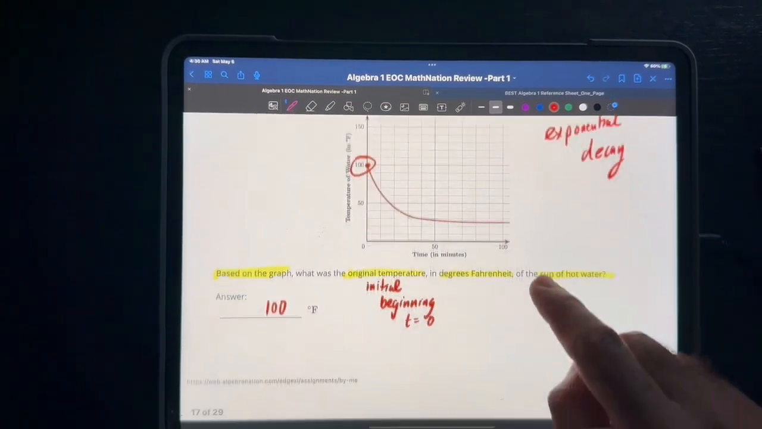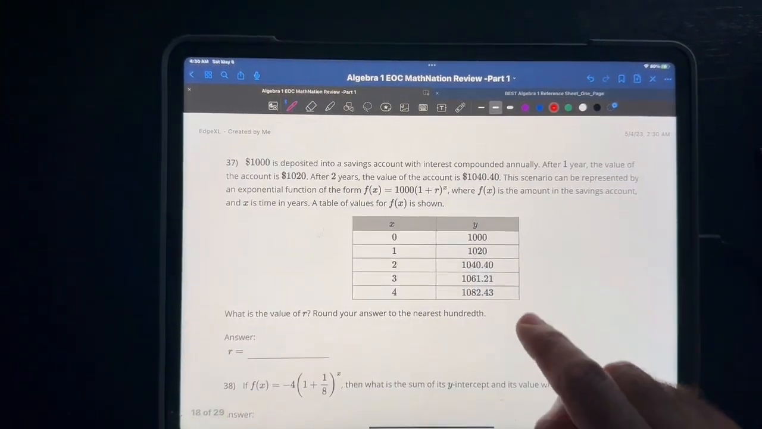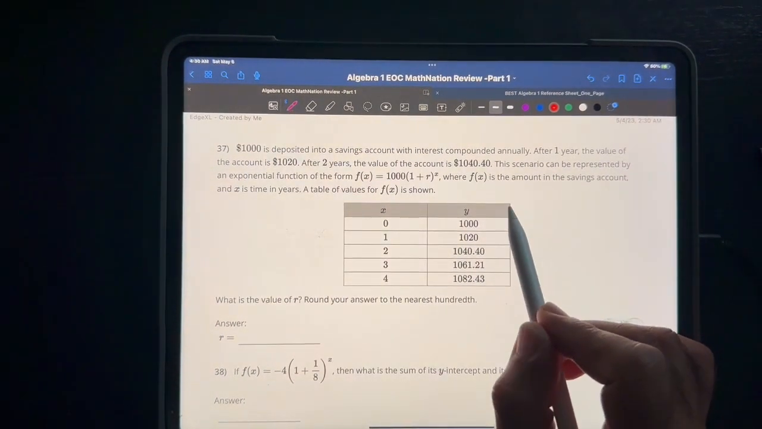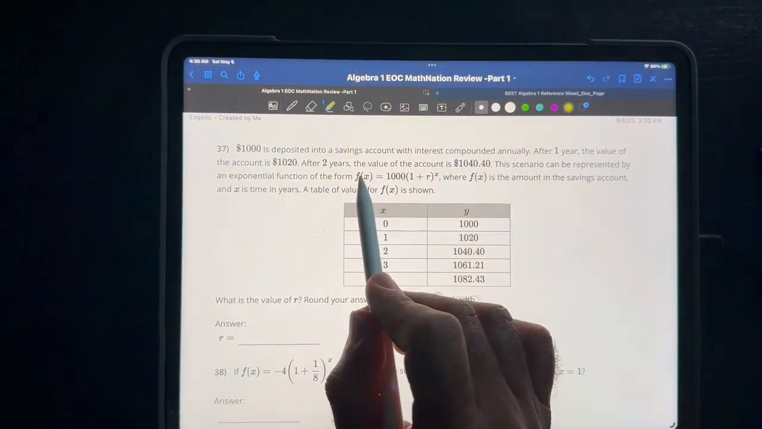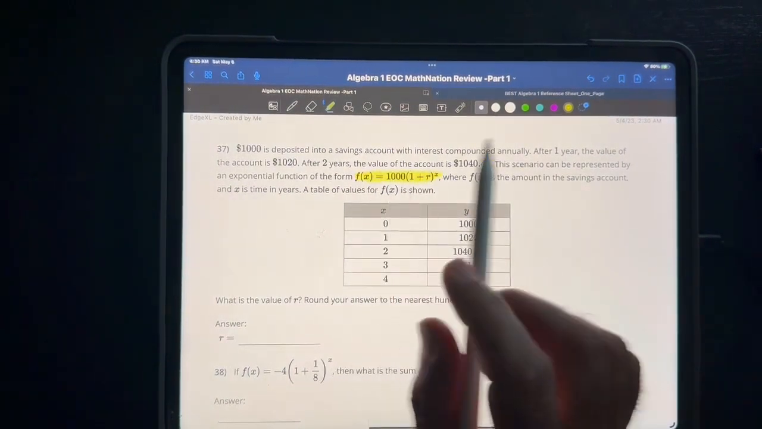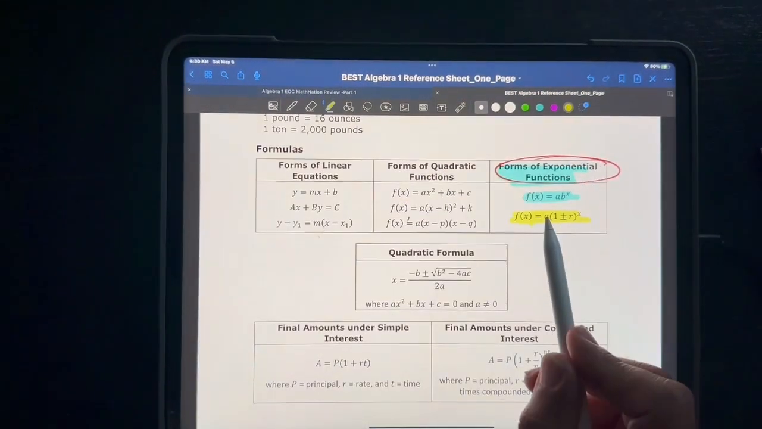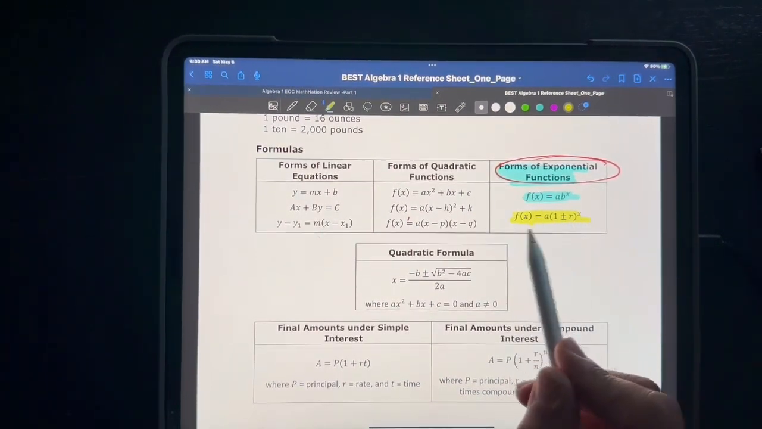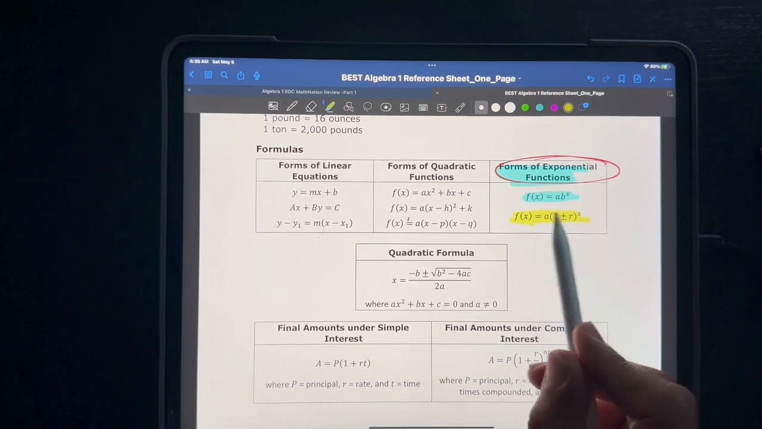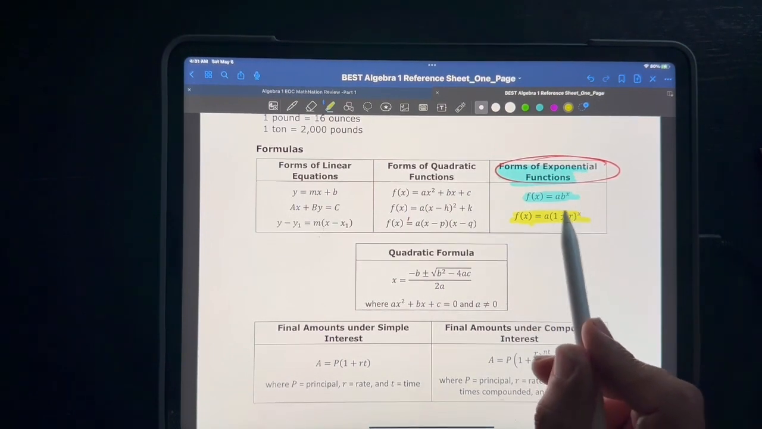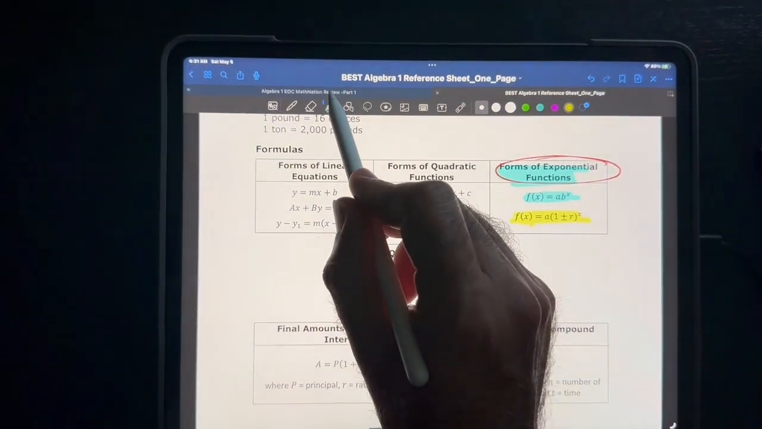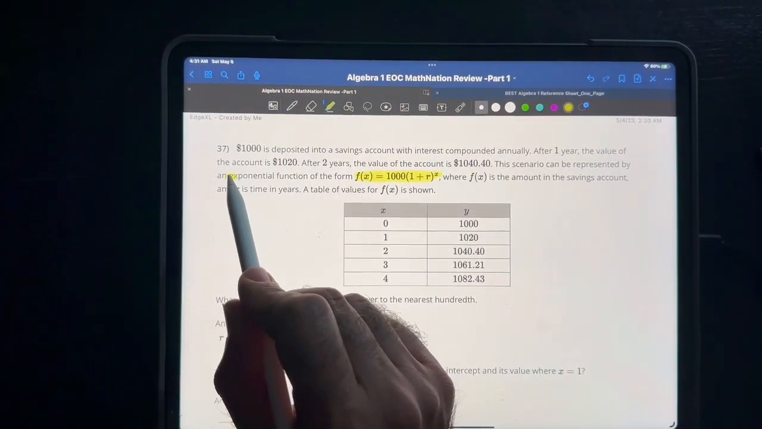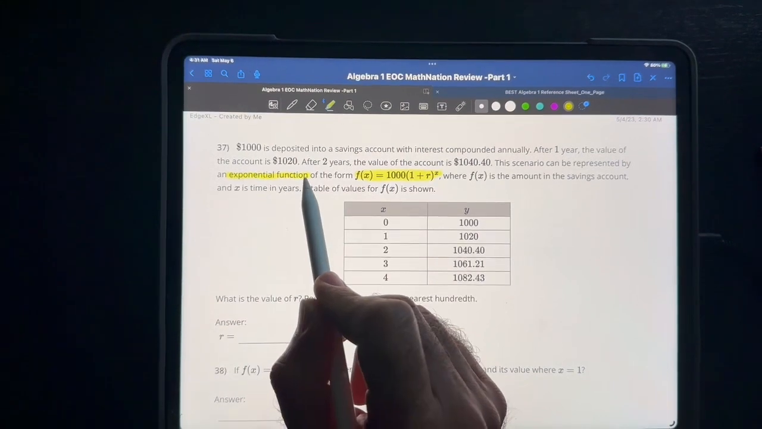So that was 36. Moving on. We're getting closer to 40, guys. I'm getting tired right now. So $1,000 is deposited. Look at this function right here, guys. Very similar to this. You will have this formula sheet with you. They will give it to you when you enter that exam room. So you want to use this formula sheet for certain questions. You see, it's very similar. It's an exponential function. How do I know? They even tell you in the problem.